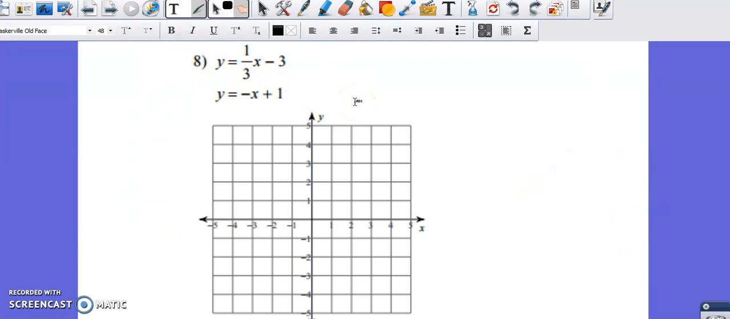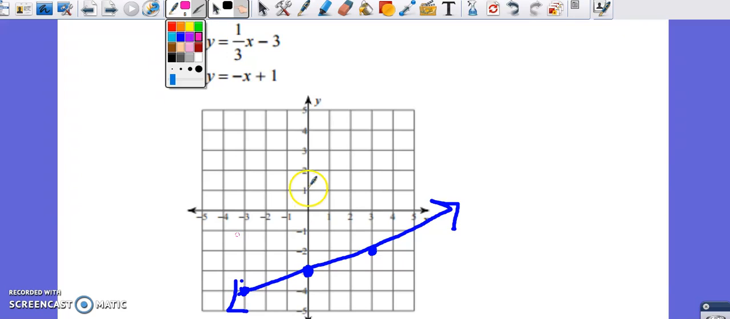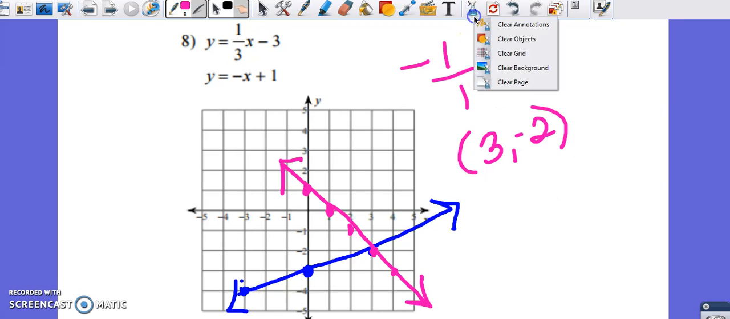Okay, so for instance, this one right here, you would start at negative 3 on the y-axis because that's what it says. You would go up 1 over 3, and then you would have to go back because you run out of room. So that's the first line. The second line, you're going to start at 1. It's a negative 1 over 1 slope, so you're going to go down 1 over 1. And you can see exactly where they meet. They meet at 3, negative 2. So that was the graphing, and that's what we were doing last week.